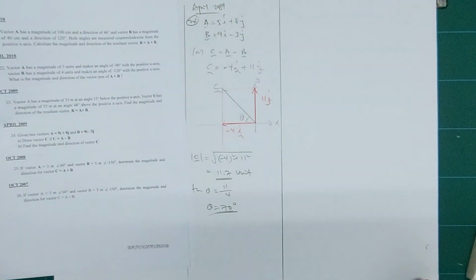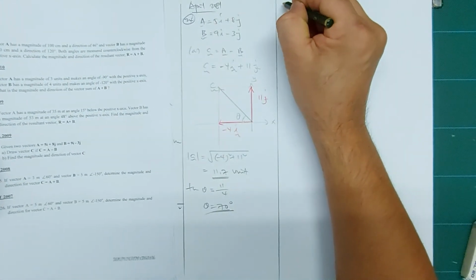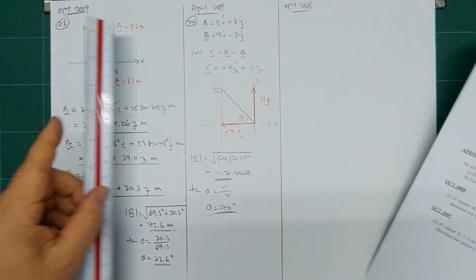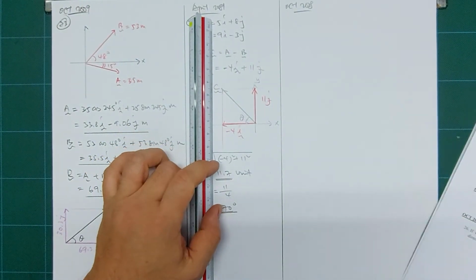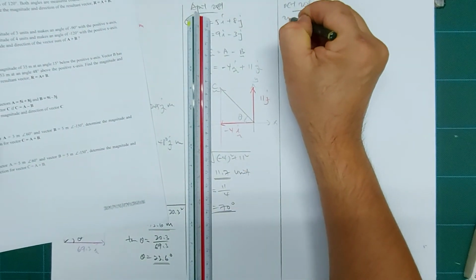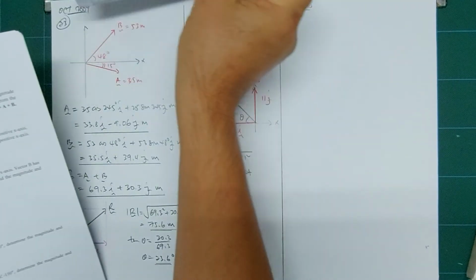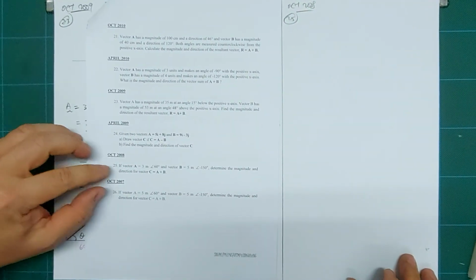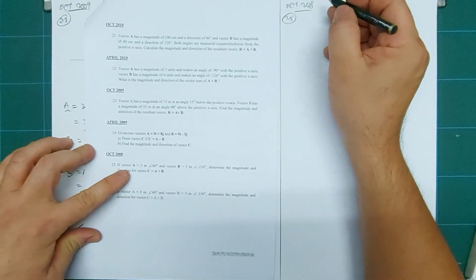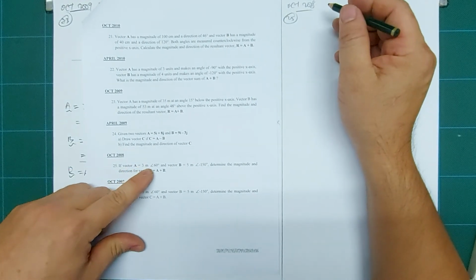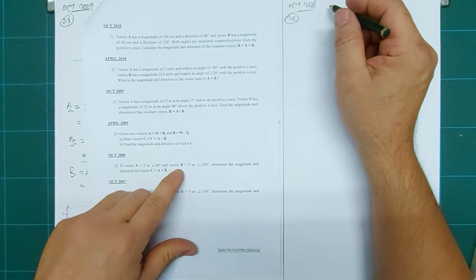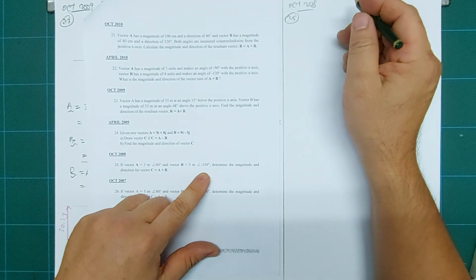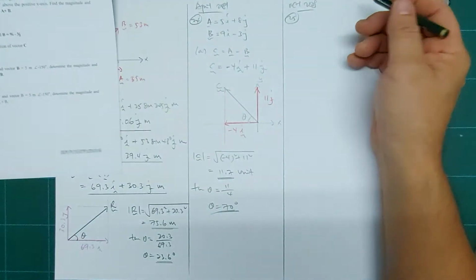Easy peasy. Next, October 2008, question 25. Vector A is 3 meters at 60 degrees. Vector B is 5 meters at negative 150 degrees. Determine the magnitude and direction for vector C, which is equal to A plus B.